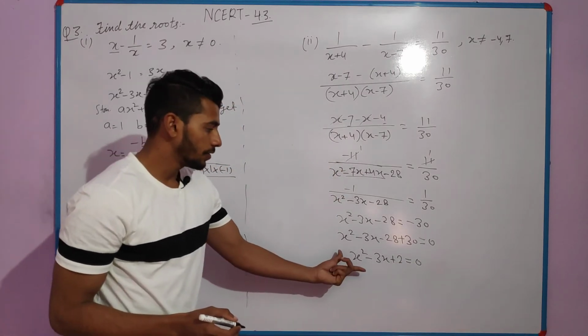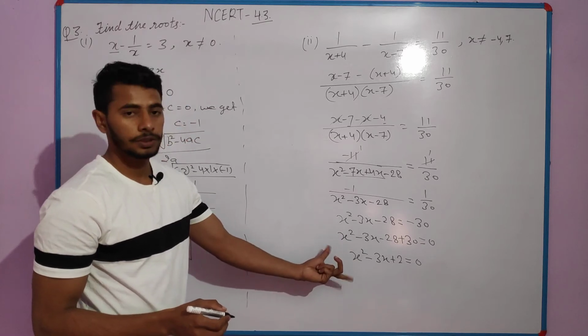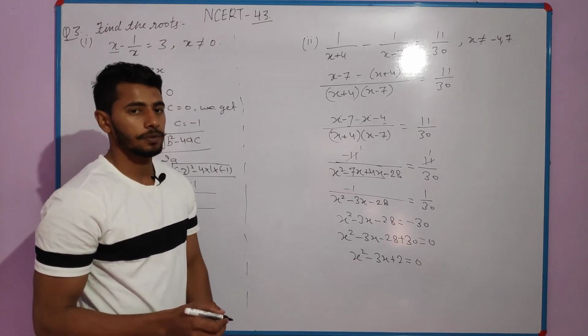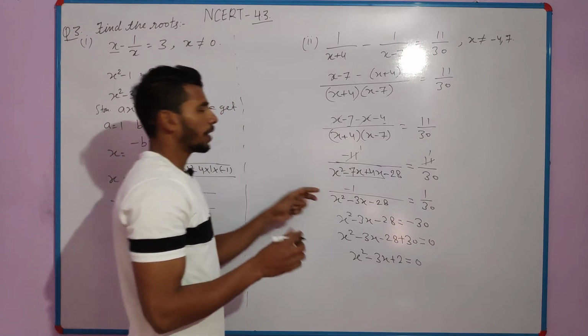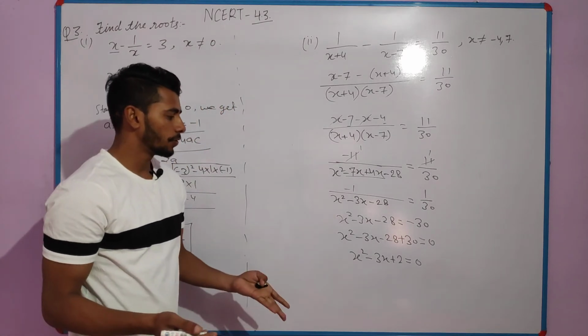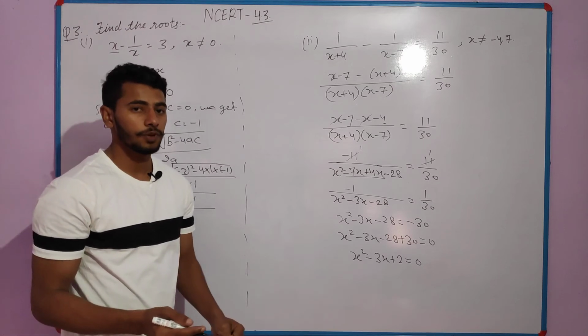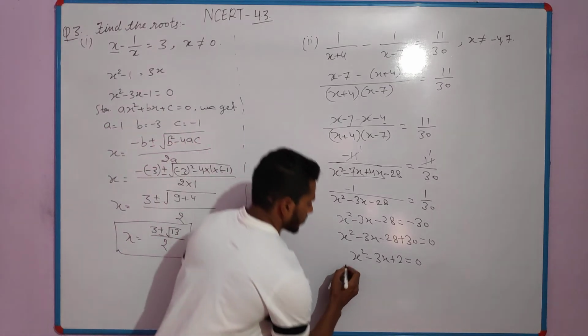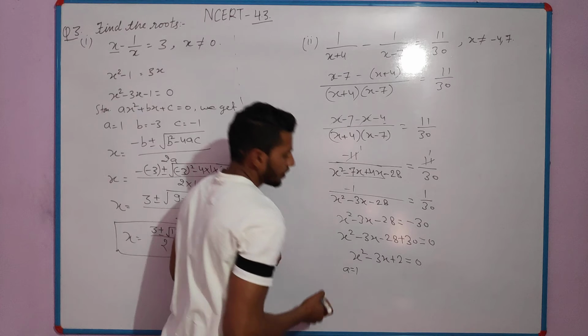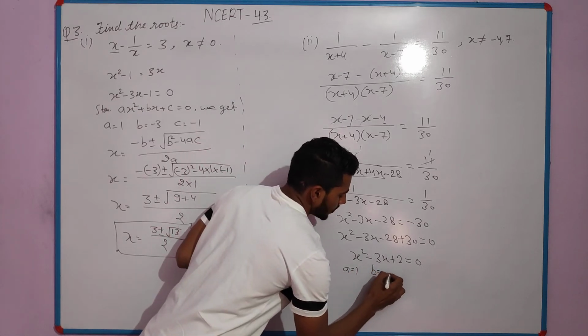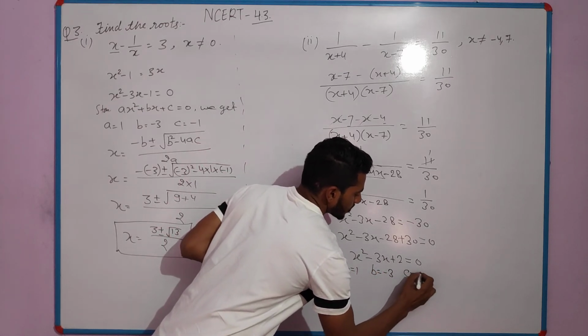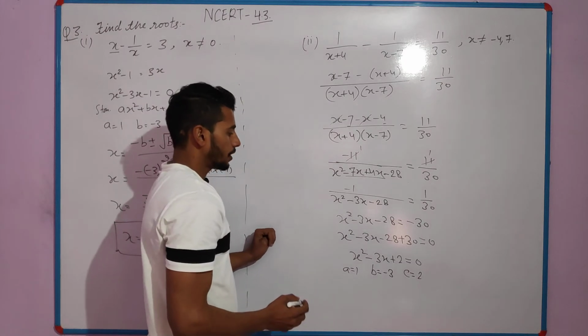Okay, we can use quadratic formula or we can use factorization method. Now I am doing all the questions with quadratic formula, so here also I am applying the quadratic formula. Okay, so value of a is 1, value of b is minus 3, and value of c is 2. Now what's the quadratic formula?